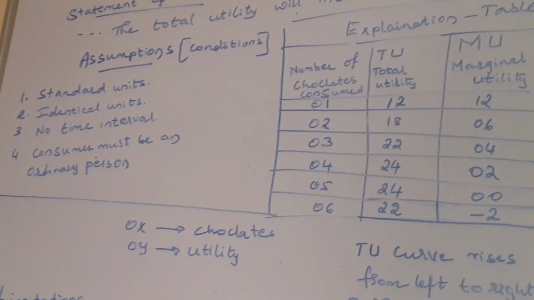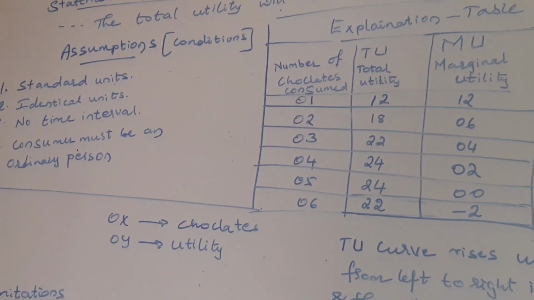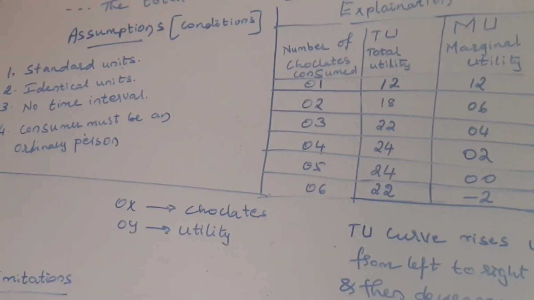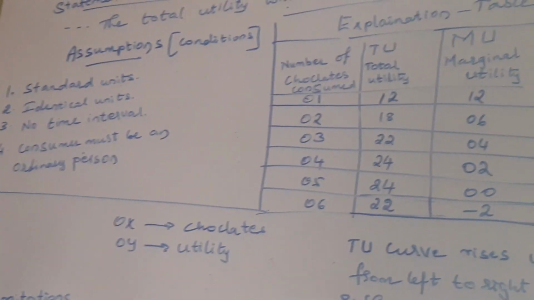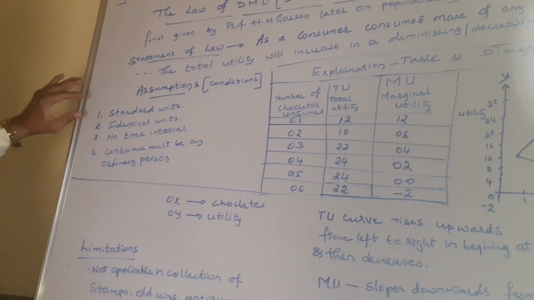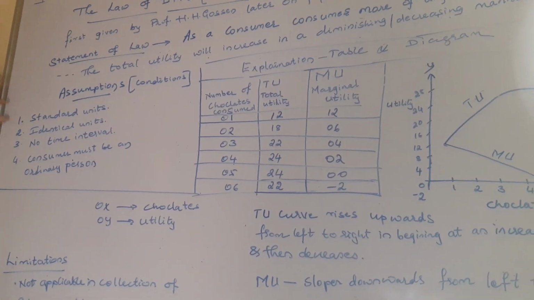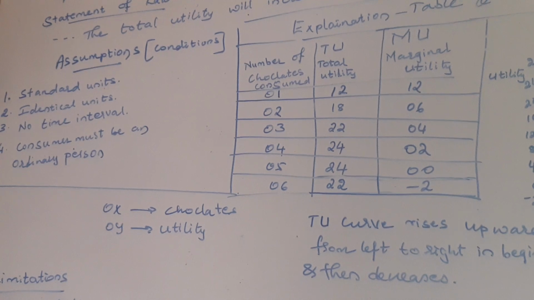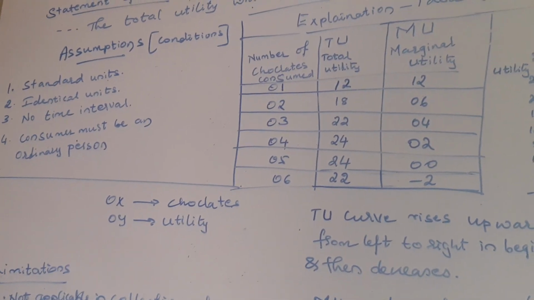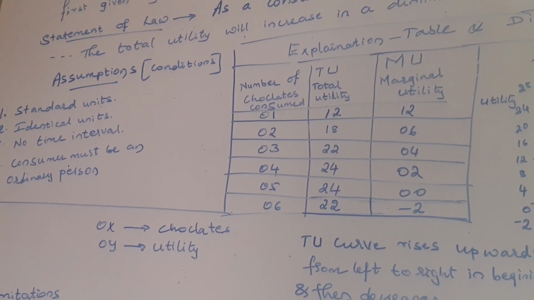So what do you mean by the standard unit? Whenever a consumer is going to have or consume a particular commodity, that commodity should have the same size, the same taste, and it should be a standard unit. It should not be too small or too large.